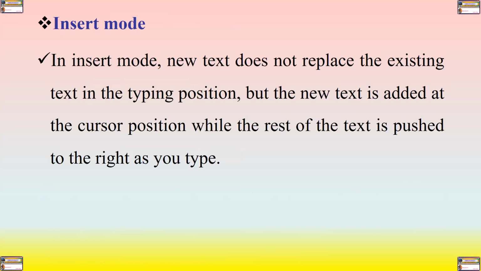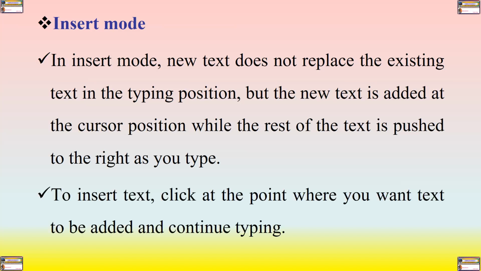Insert mode is a situation where new text does not replace the existing text in the typing position, but the new text is added at the cursor position while the rest of the text is pushed to the right as you type. To insert the text, you click at the point where you want the text to be added, and then you continue typing.